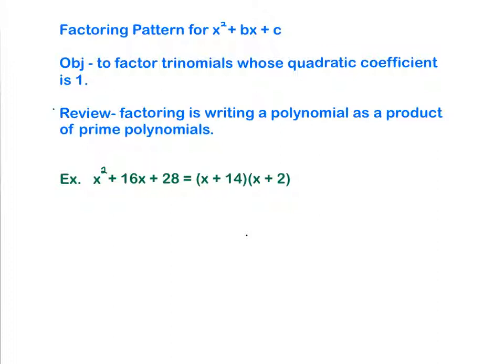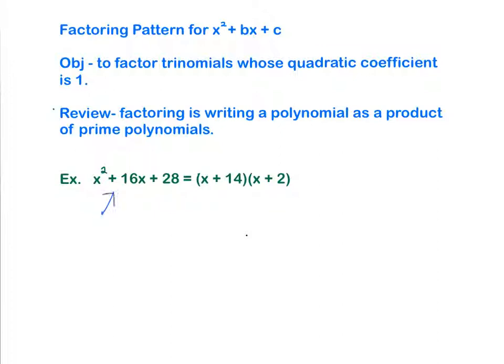polynomials. So here's an example that I have right here. I have x squared plus 16x plus 28, and if I write it in the factored form, it's going to be x plus 14 times the quantity x plus 2. So why is that the case? Both of those are equivalent expressions, is what we call them. They're equivalent. They have the same value. If I plug in x equals 2, they equal the same thing when I simplify it.